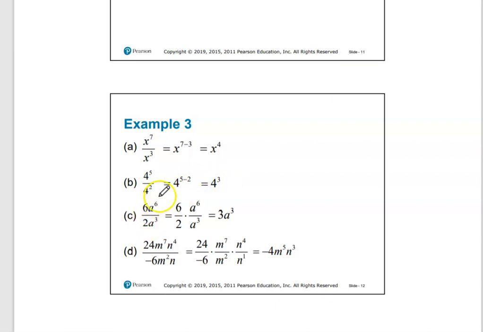Now on this one, you have to be careful. We can deal with our base that's a and do 6 minus 3 and get a to the 3rd, but you still have to divide the numbers in the front. So 6 divided by 2 gives us 3. 24 divided by negative 6 gives us negative 4. M to the 7th over m squared, we do 7 minus 2 to get m to the 5th. N to the 4th over n to the 1st, we do 4 minus 1 to get n to the 3rd.